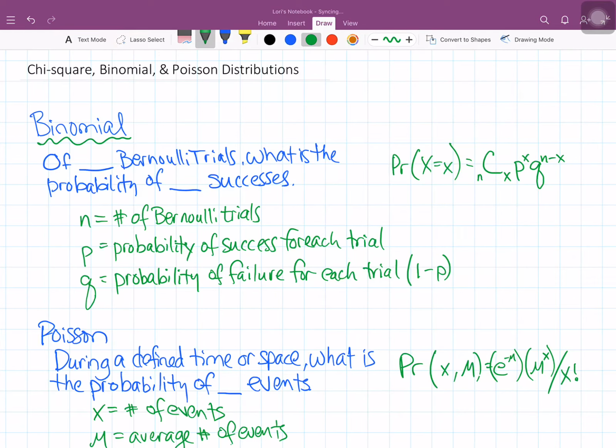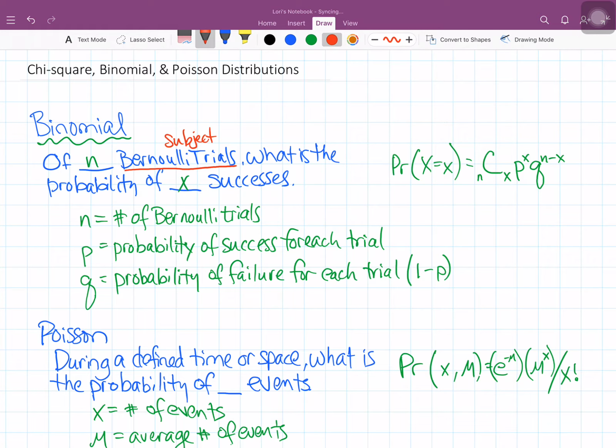The kind of question that binomial can answer is: of n Bernoulli trials, and I'll come back and say what those are, what is the probability of X successes? A Bernoulli trial, you could think of as each patient or subject in your trial or in your study. It could be cross-sectional, could be any kind of different study design. It doesn't have to be a trial, so that's a little bit misleading.